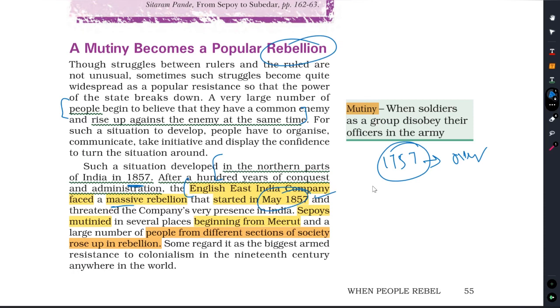This is the year in which the sepoy mutiny happened. What does the term mutiny mean? When soldiers as a group disobey their officers in the army. A group of Indian soldiers disobeyed, beginning from Meerut. Meerut is a place. People from different sections of society also rose up in this rebellion.